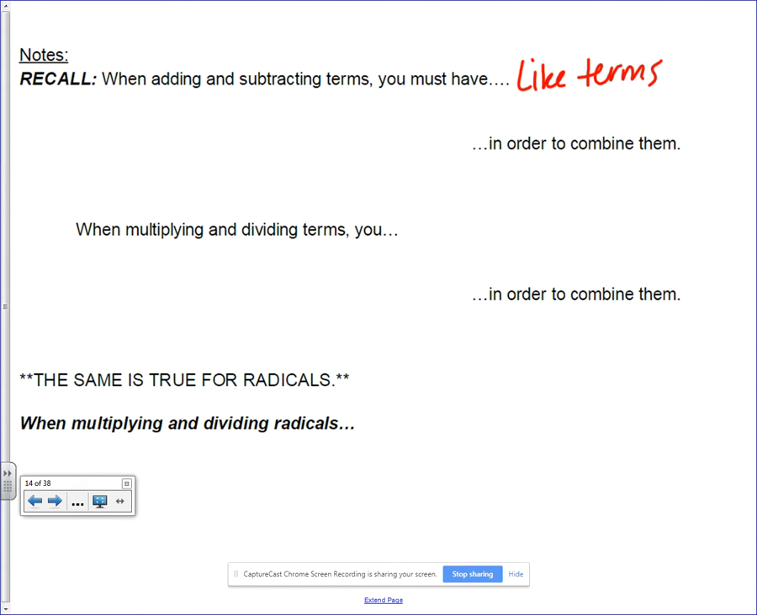In order to combine them. For example, can I combine 2x and 4x? And it gives you 6x. Everybody good? Can you combine 2x and 4y? No, because they are not like terms.